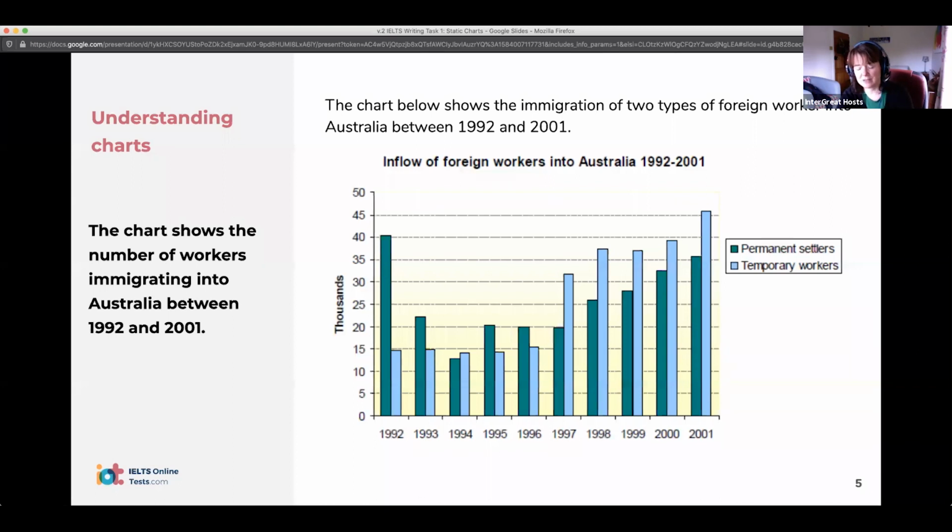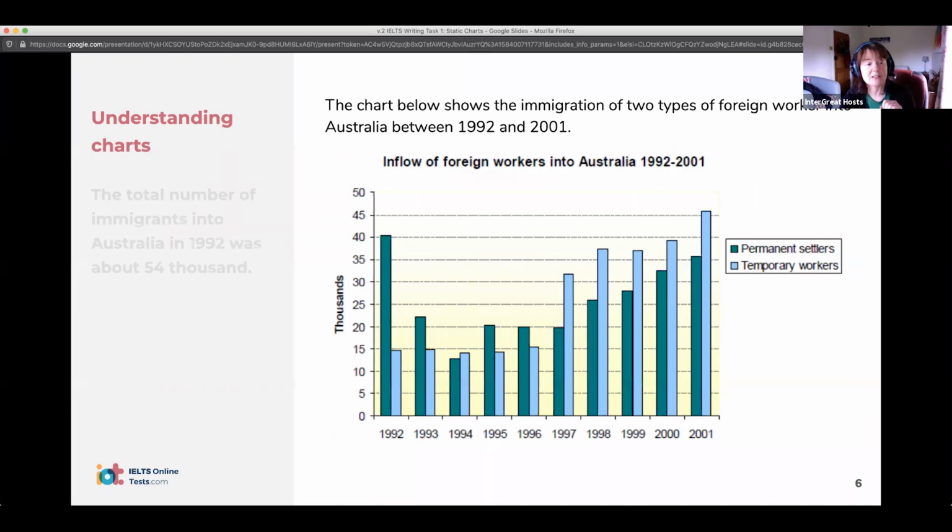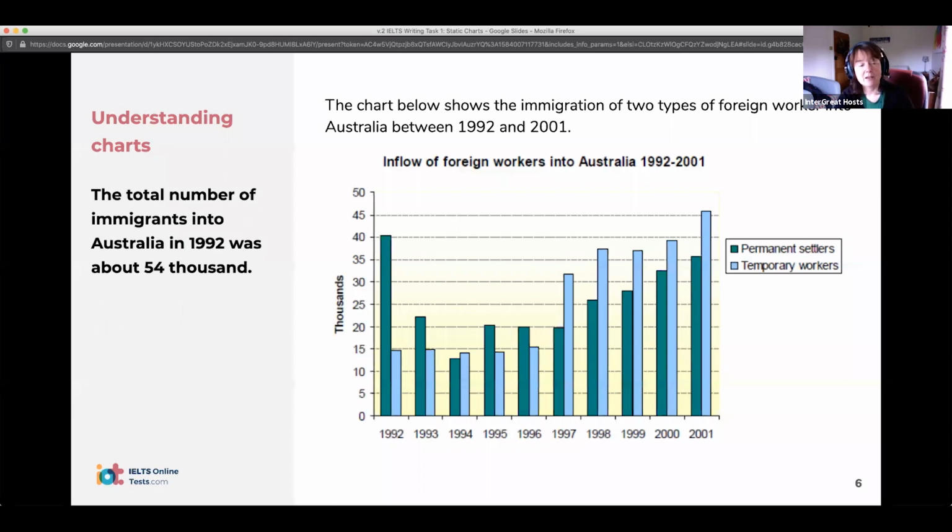Yes, you're right, Demetra. Exactly, this is true. We have the correct timeline, we have the immigration, and we have the fact that we're talking about workers rather than anything else. We're not talking about students, for example. And what about the next one?